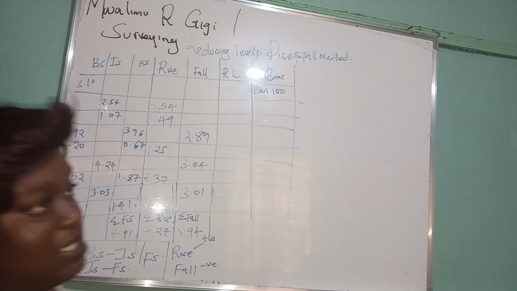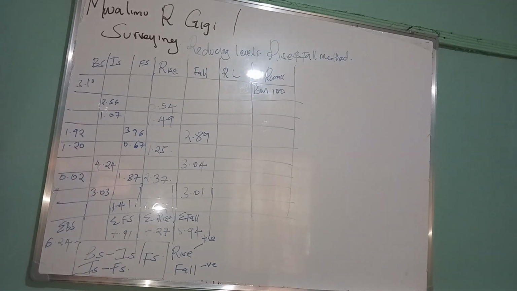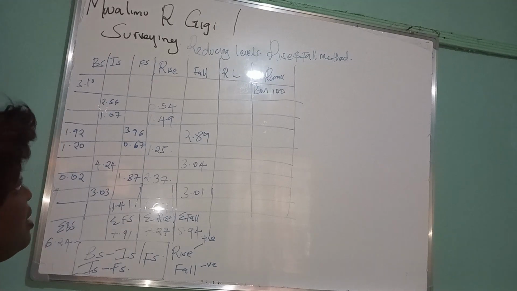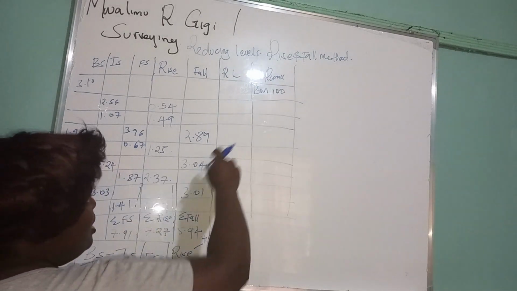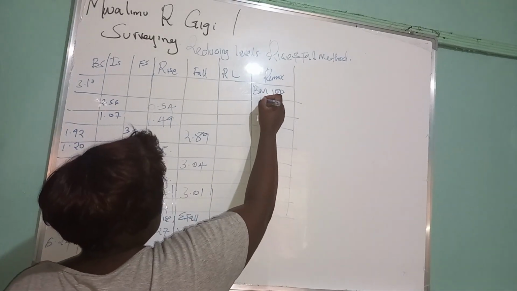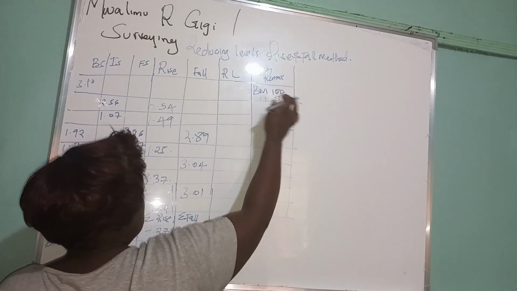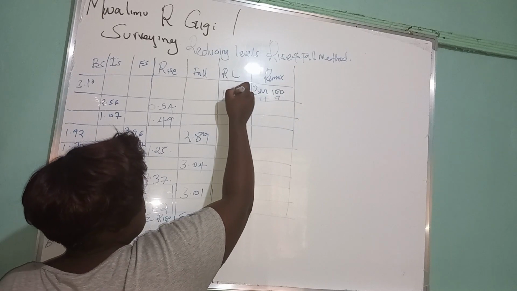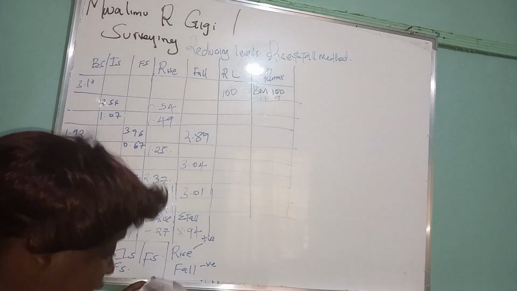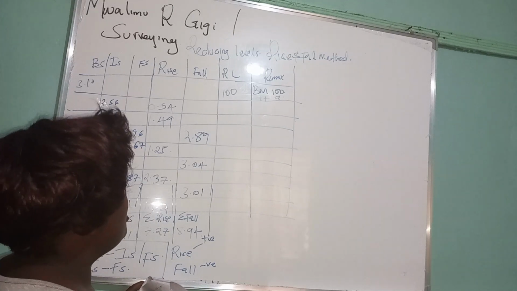So we want to get the reduced level. The BM is at 100. So at point A we have the BM as 100. So the reduced level at point A is 100.